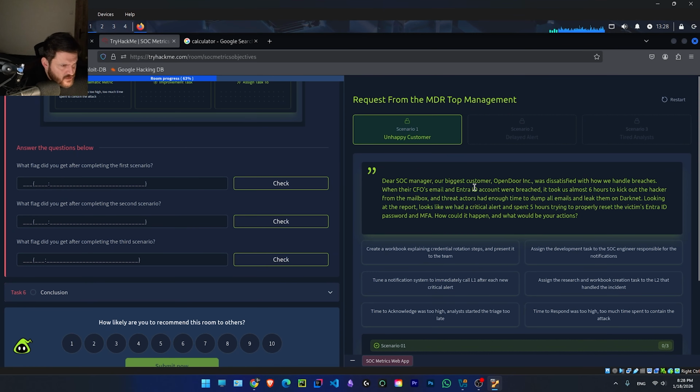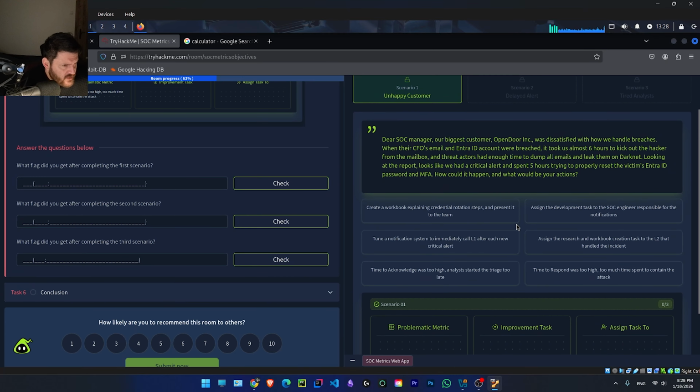Dear SOC manager, our biggest customer, Open Door Incorporated, was dissatisfied with how we handle breaches. When their CFO's email and Entra ID accounts were breached, it took us almost 6 hours to kick the hacker out of the mailbox. And threat actors had enough time to dump all emails and leak them on the darknet. Looking at the report, it looks like we had a critical alert and spent 5 hours trying to properly reset the victim's Entra ID password and multi-factor authentication. How could it happen? And what would be your actions?